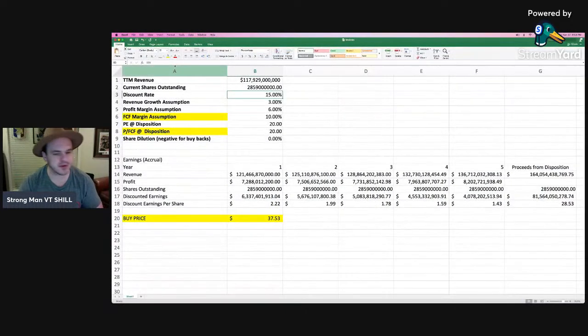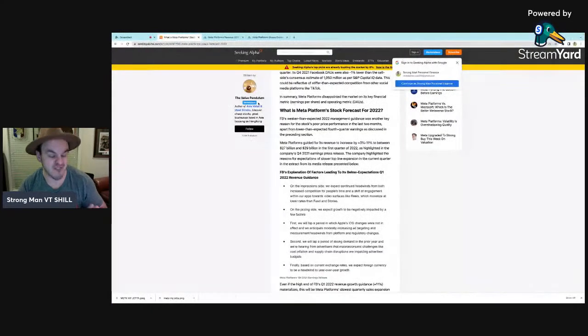Freaking dogs are snoring. Okay, so we'll say revenue conservatively is going to grow by 6% going into the future. And that's very, very conservative. And that's 6% over the next 5 years, every single year.